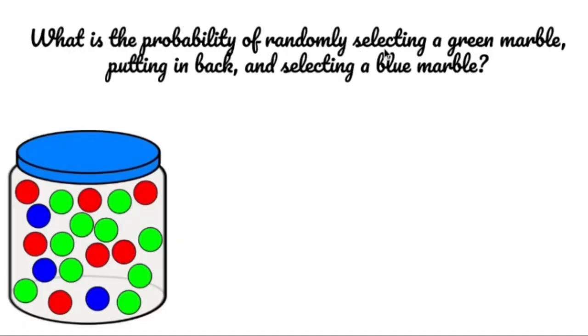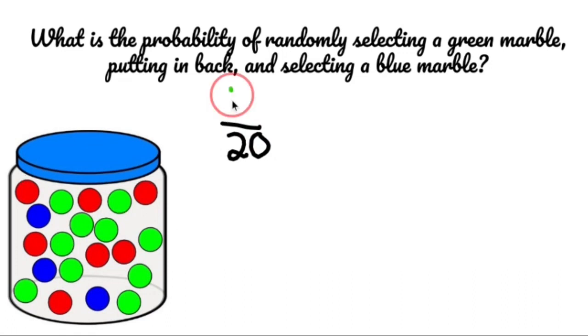What is the probability of randomly selecting a green marble, putting it back, and selecting a blue marble? All right, this is compound probability. In this jar, we have 20 marbles total. I counted ahead of time. First, I want to pick a green marble.